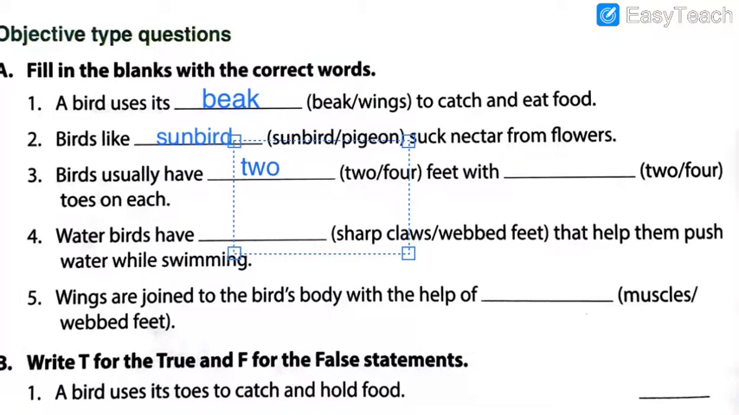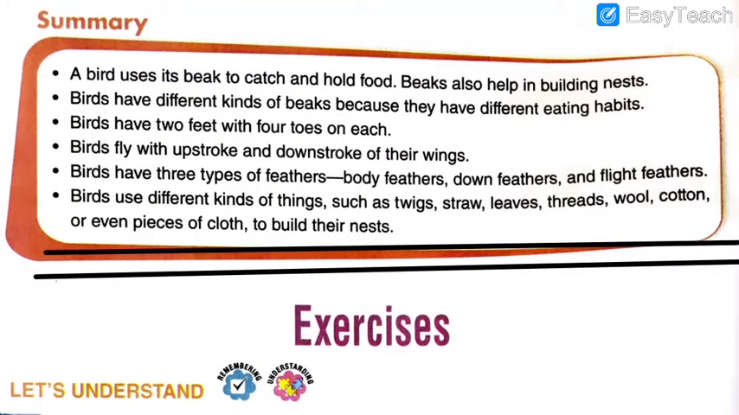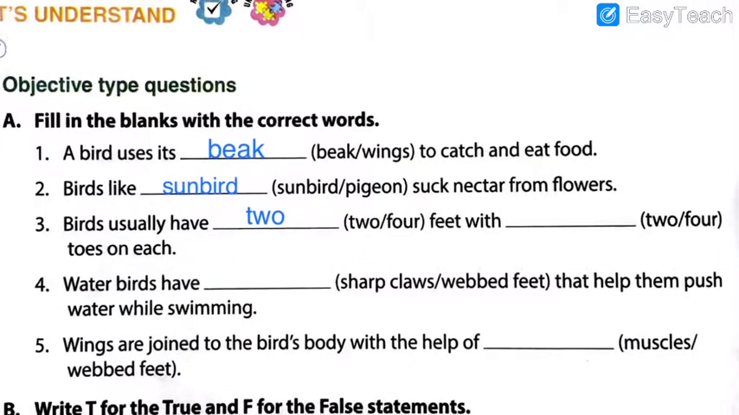What about the second blank? Feet with dash toes on each. So, they have 2 feet. Now, on each foot, how many toes do they have? I would like to draw your attention towards the summary part. Birds have 2 feet with 4 toes on each. So, that is why I already told you that if you will read this summary, solving objectives will be easier for you. So, here 4 is the correct answer. I hope that you too are writing the answers in the blanks.